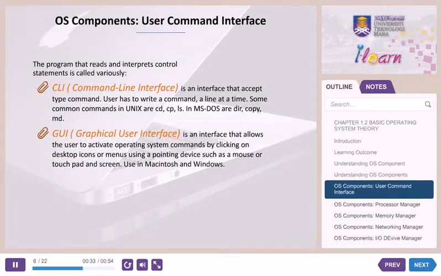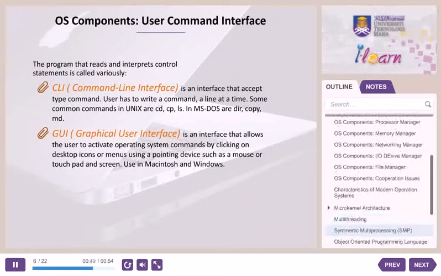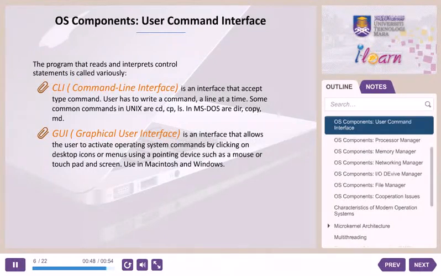GUI, graphical user interface, is an interface that allows the user to activate operating system commands by clicking on desktop icons or menus using a pointing device such as a mouse or touchpad and screen. Used in Macintosh and Windows. Its function is to get and execute the next command statement.